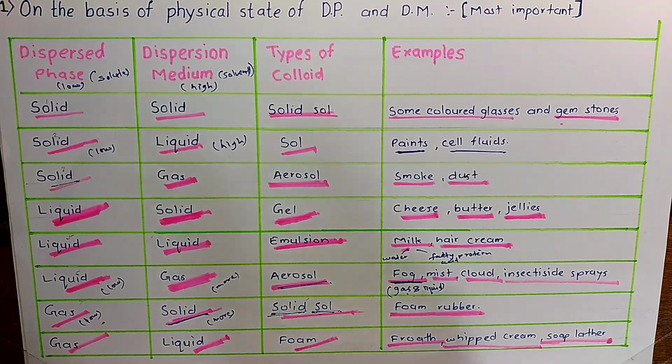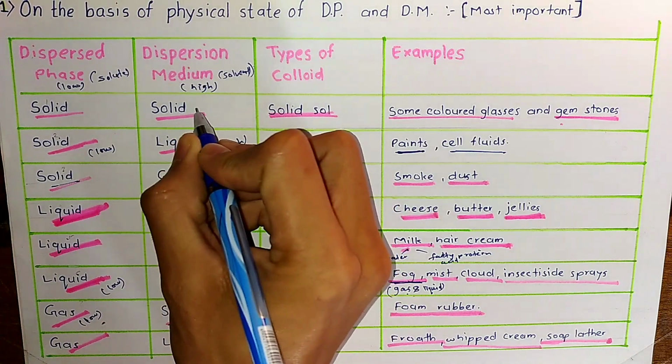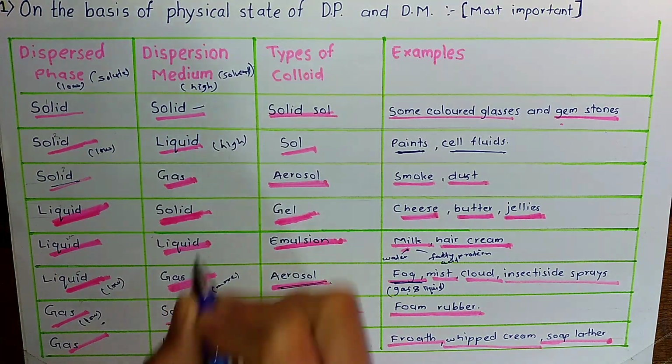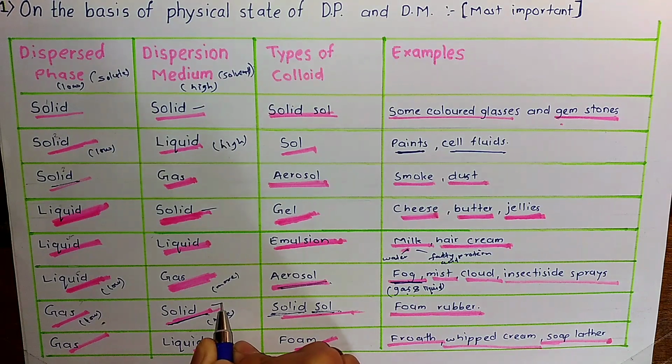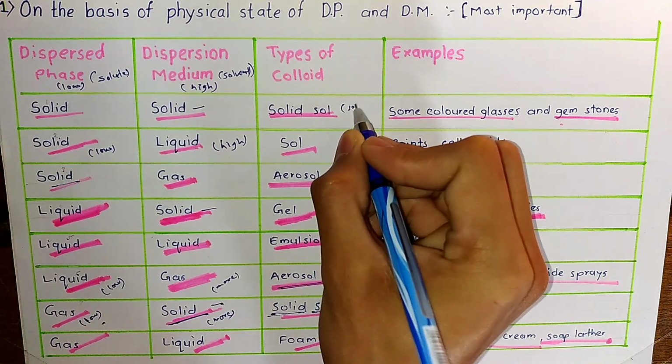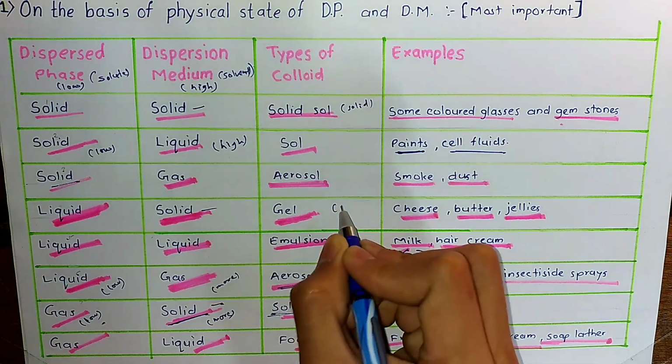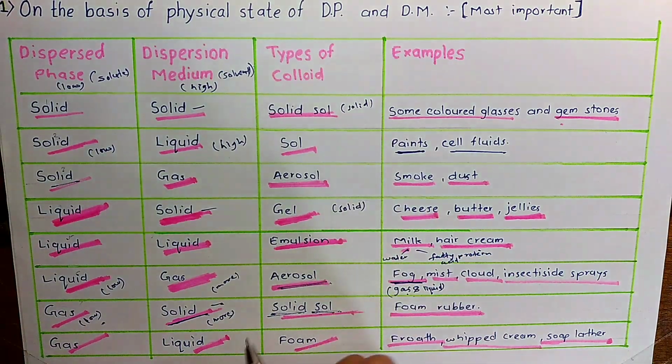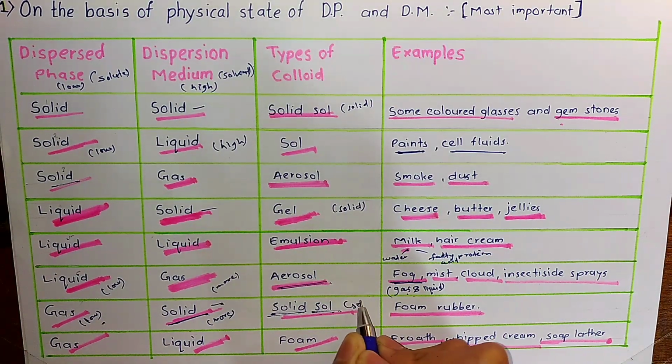These are the 8 types of colloids on the basis of the physical state of the dispersed phase and dispersion medium. Here is one trick to remember or understand better. If we have a solid as the dispersed phase, then the physical state will show as solid here, here, and here.